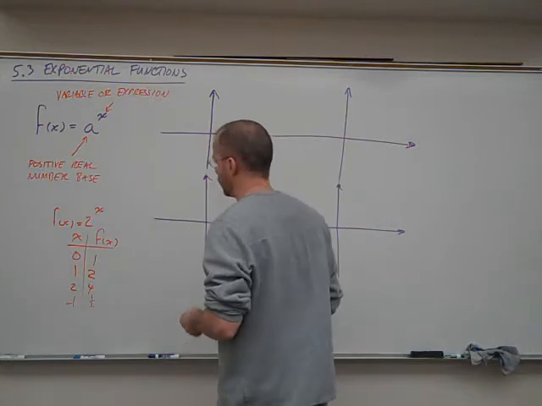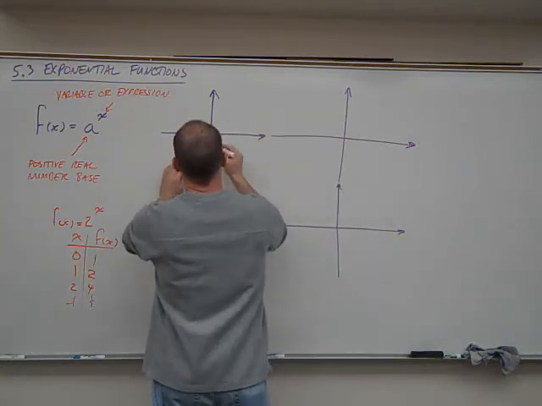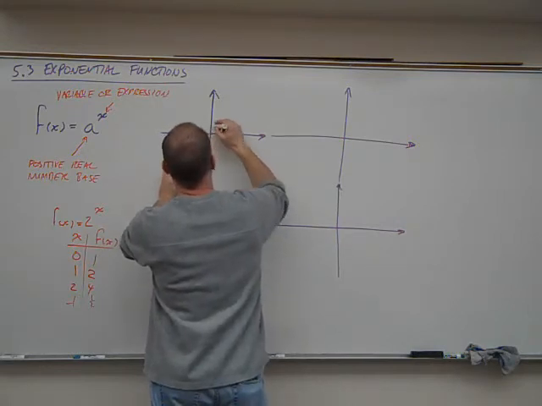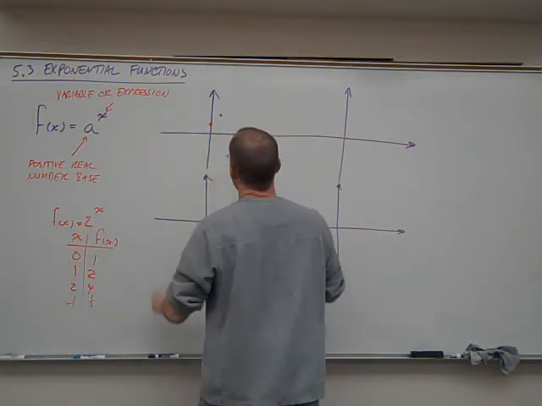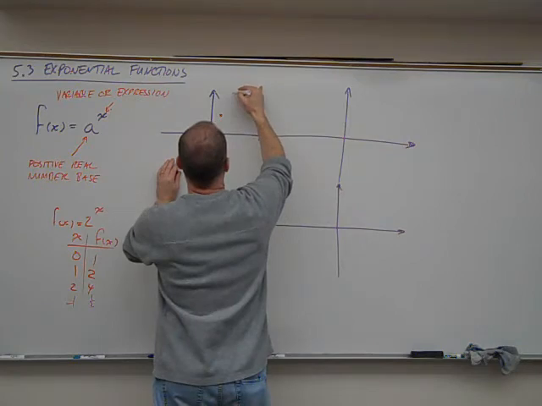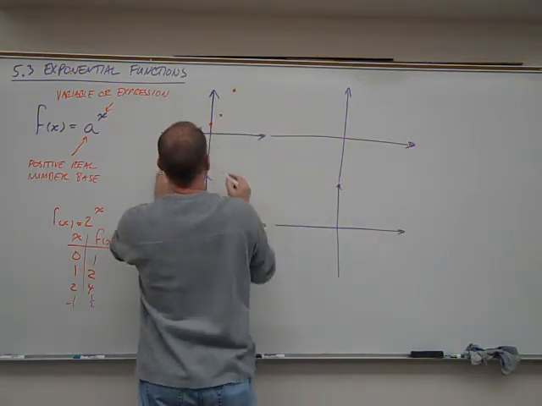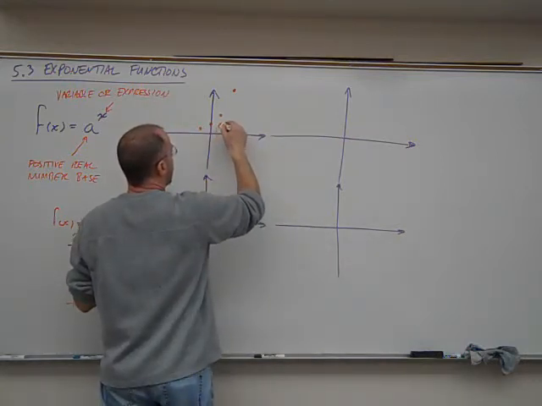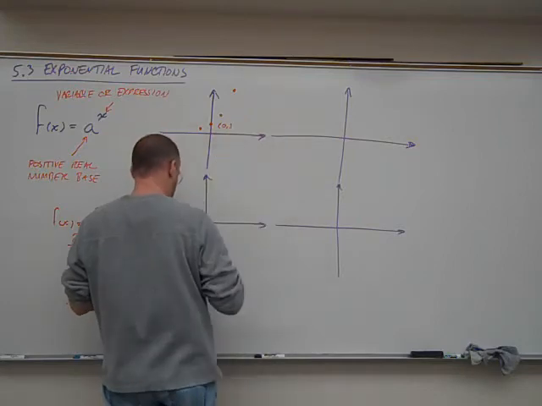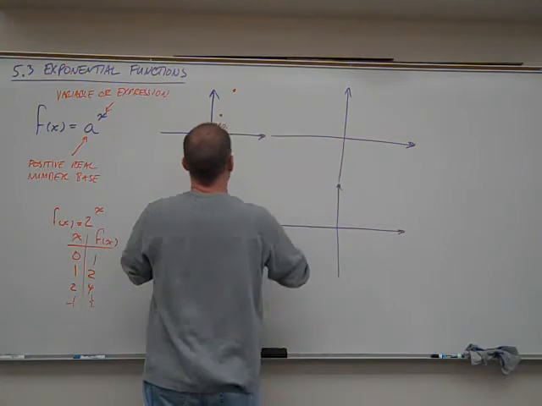Let me plot those points roughly here on this set of axes. So I get 0, 1, and 1, 2, and I also put in 2, 4, and -1, 1/2. Sorry for the lack of scaling. I want to especially look at the points 0, 1, and 1, 2. Let me label those really well.